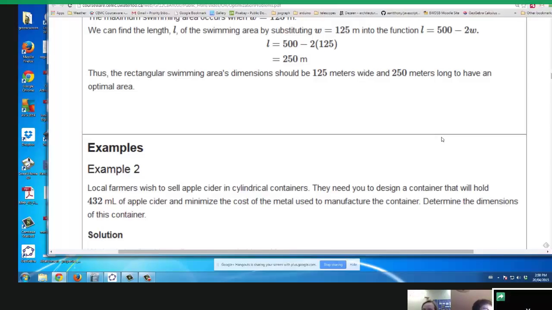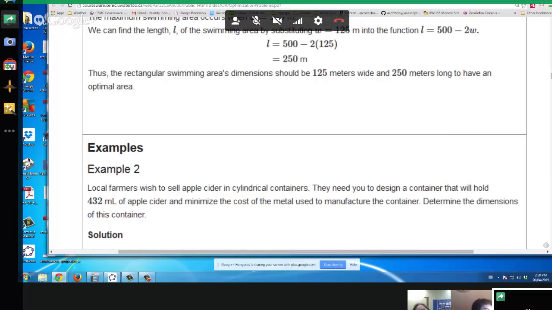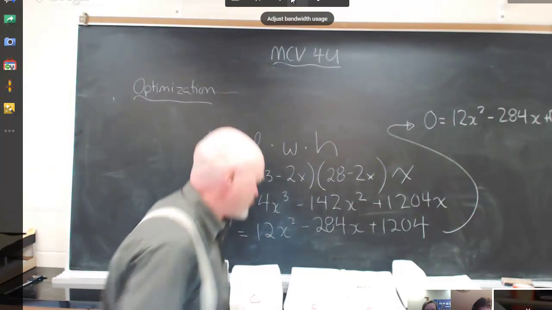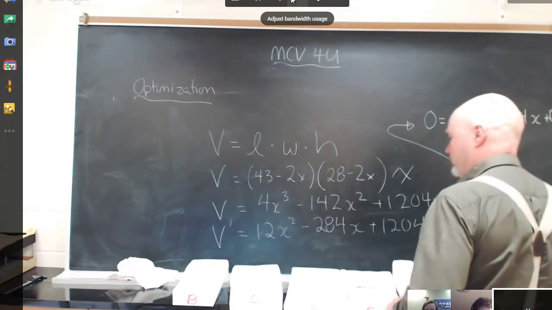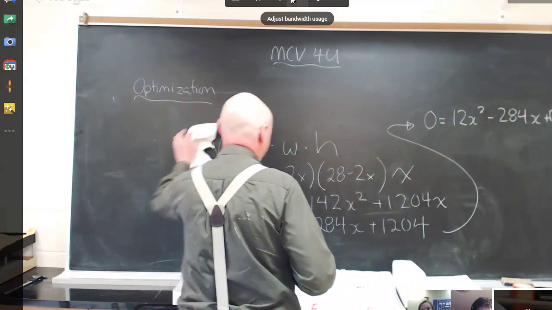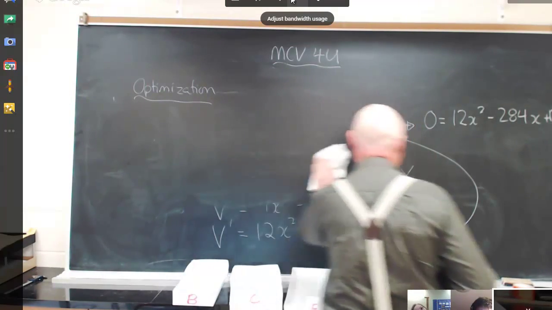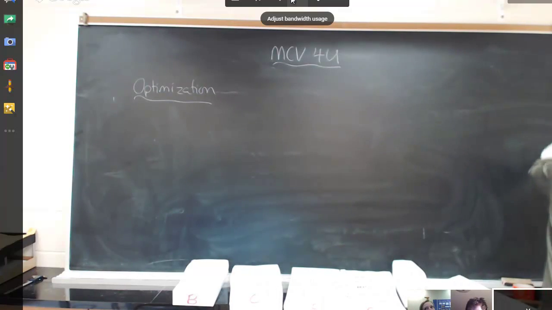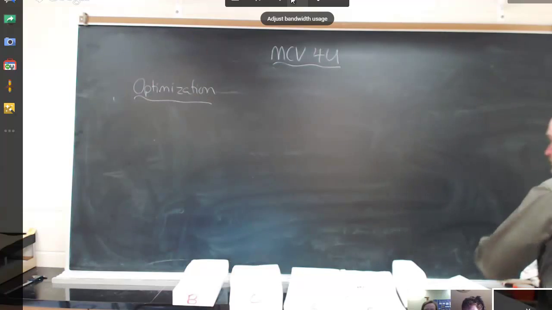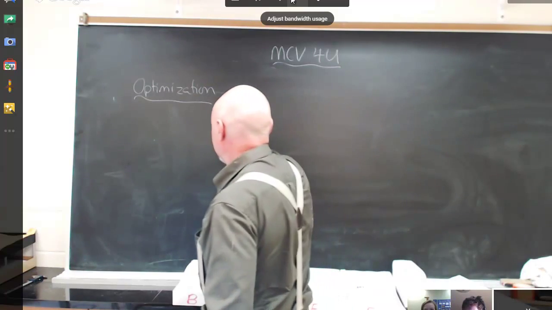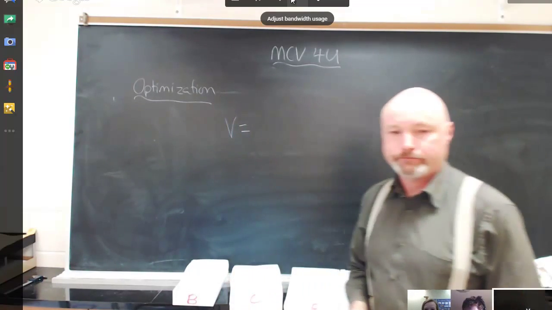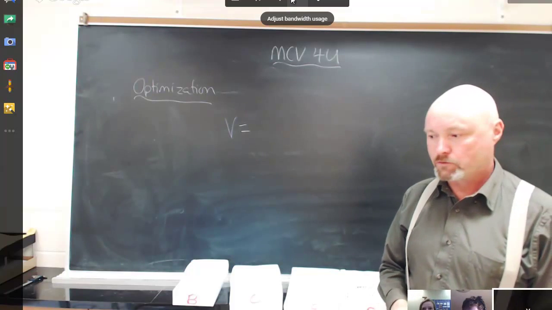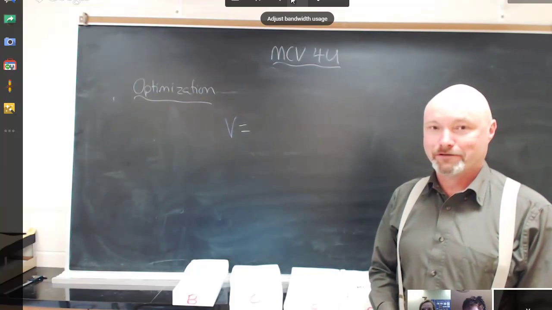So surface area is the one we're trying to minimize, right? Yes. Okay. So which one, surface area or volume, is going to provide us our constraint? Volume. Correct. Okay, good. Formula for the volume. Reed, what's the formula for the volume of the cylinder?